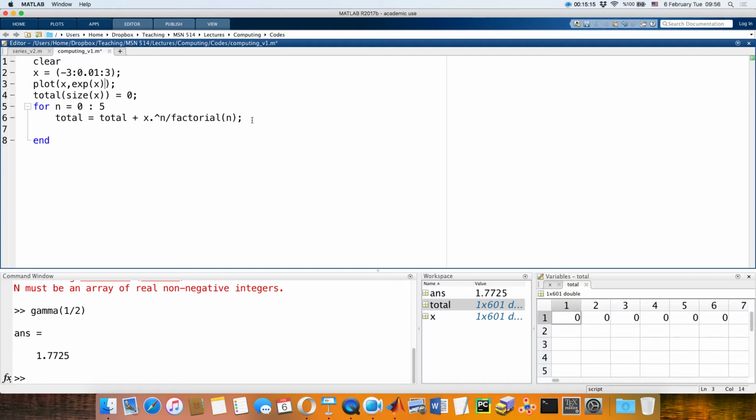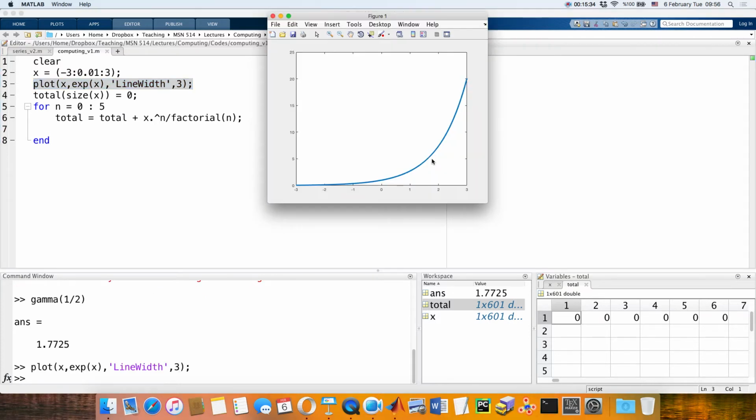So let's actually, we didn't like the way it looked, right? The line width should be bigger, maybe 2, maybe 3, okay? So what I'm going to do is, if I run this, by the way, the line looks bigger. Do you see it? Yes?